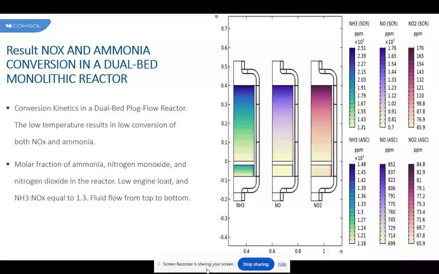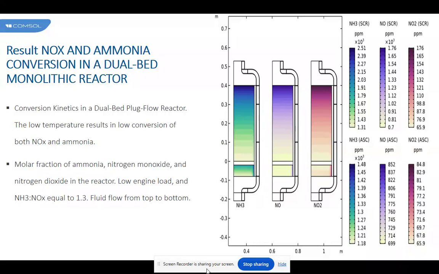In both beds, there are also undesired side reactions. The complex chemical kinetics is investigated in detail in "Analysis of NOx and Ammonia Conversion Kinetics in a Dual-Bed Plug-Flow Reactor", where a single monolith channel was modeled. It is clear that temperature plays a central role for the selectivity of the system. The current model is set up in two dimensions with axisymmetry to unravel the full space dependency of the system.